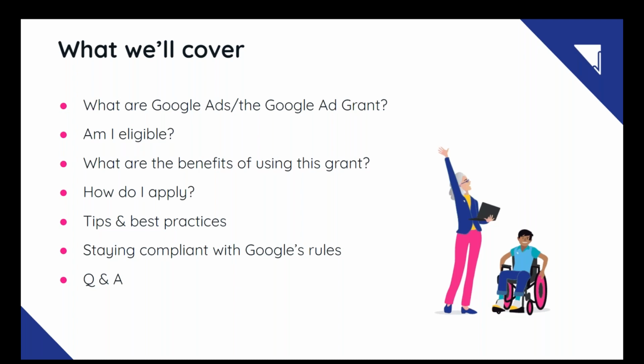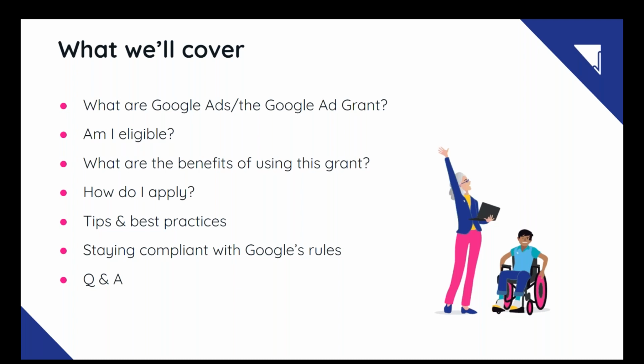We're also going to look at some tips and best practices for running a successful ad grants account. Once your account's approved, we'll look at things like how to choose your keywords, writing effective ad copy, and setting up conversion tracking.